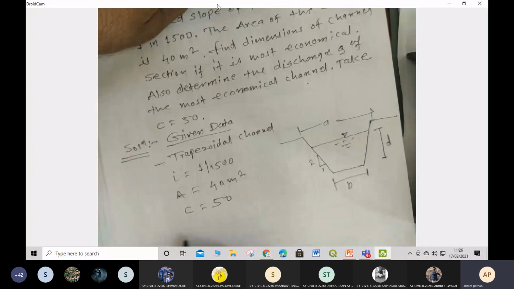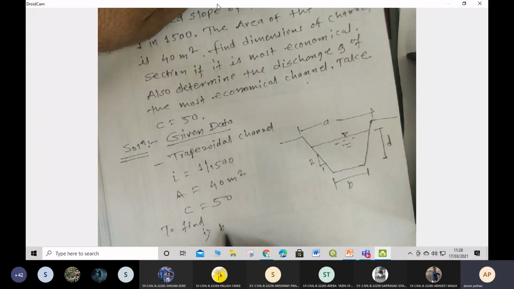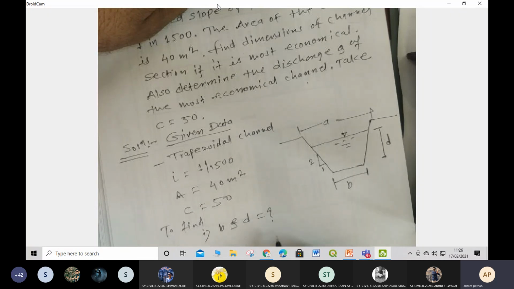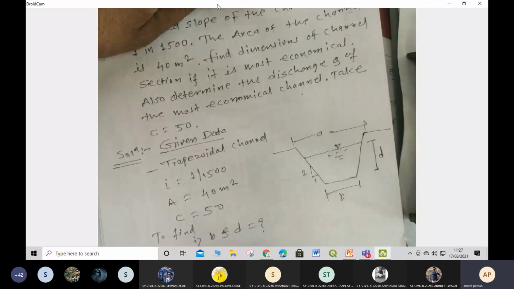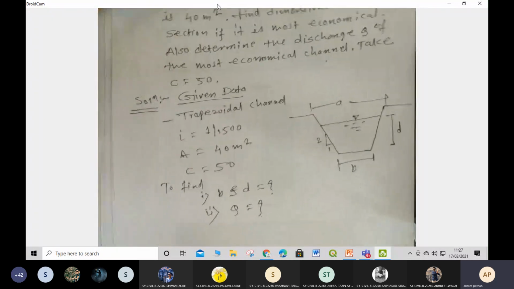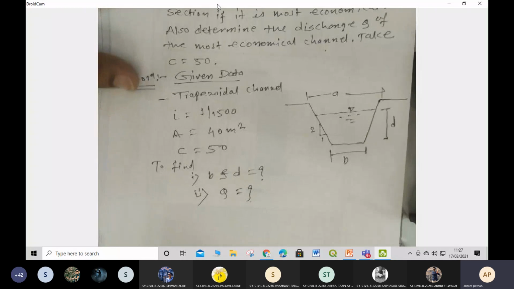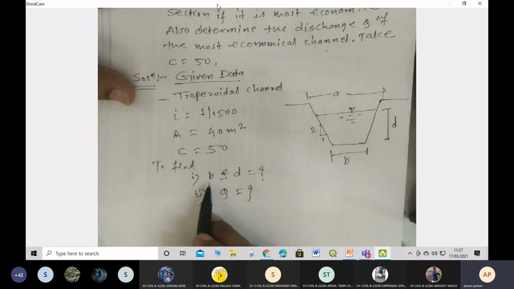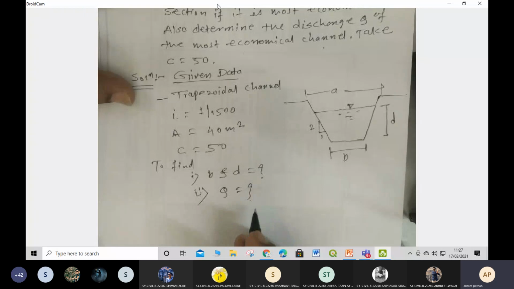And we have to find out, first, B and D. What should be the width, that is the most economical dimension. And second, we have to find out the discharge. What should be the discharge? So this is given itself in the problem. We have to find out the width and depth, that is, we have to design it. And we have to calculate the discharge also.